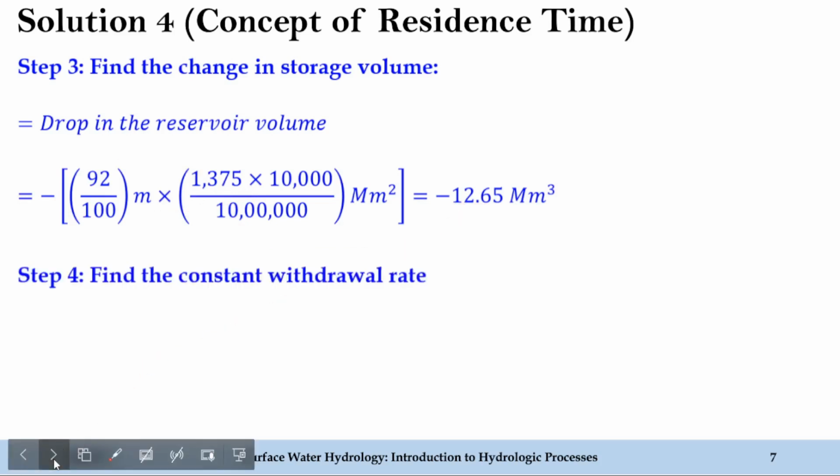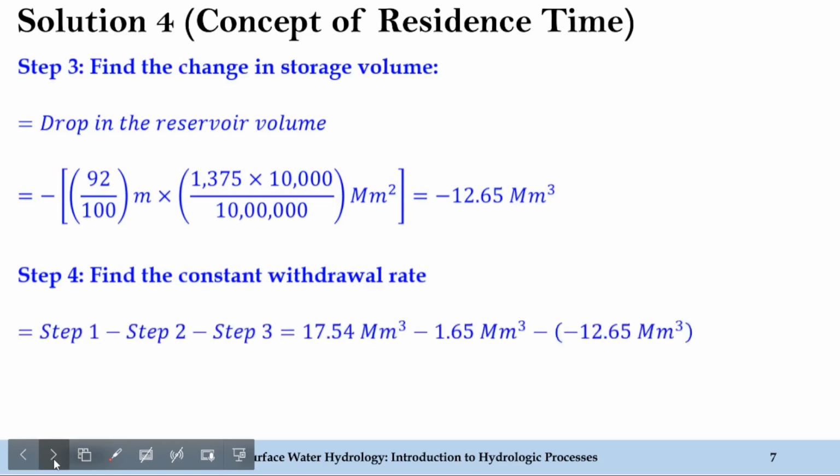And now let's see how to find out the constant withdrawal rate, which is the objective of this question. So now step 1, step 2, step 3 are actually providing us several pieces of information about the various processes which are occurring in the reservoir system. So in step 1 we saw what was the input volume, in step 2 we saw what was the output volume, and in step 3 we saw how there is a change in the volume within the reservoir. So we will be utilizing the information that we got from step 1 to step 3 in finding the constant withdrawal rate in step 4.